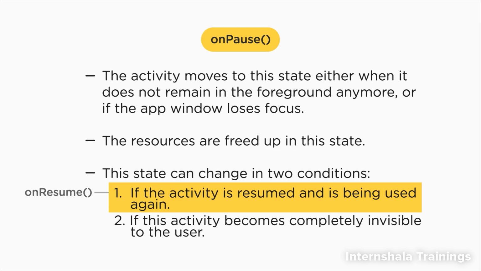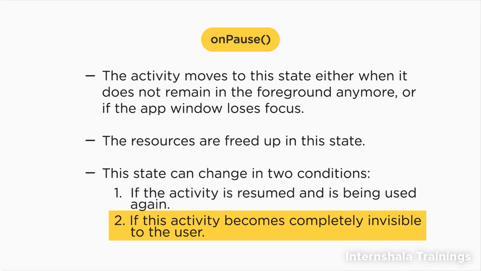So you must have seen that when you move from one app to another and then come back to the first app, you come back to the same screen where you had left off. That is what we mean by returning to the same instance. Now, if the activity needs to become completely invisible, then the onStop method will be called.